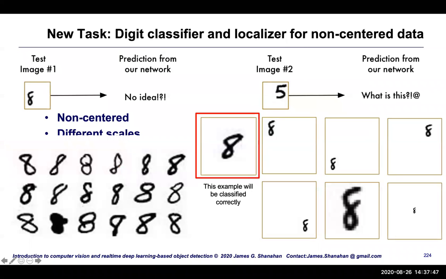Then we might make things a little bit more complicated by saying, why don't we not just have a digit in the center of the image here? Why don't we just put digits anywhere in the image and try to detect what the digit is and where it is located in the image? So that's a new problem here. It's a digit classifier and localizer for non-centered digit data.